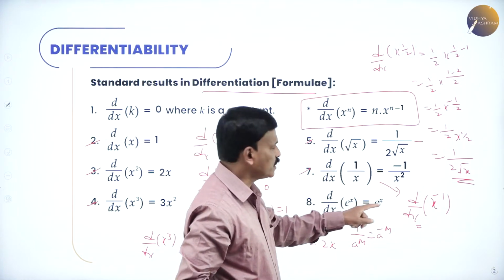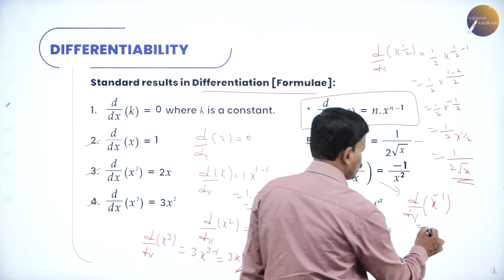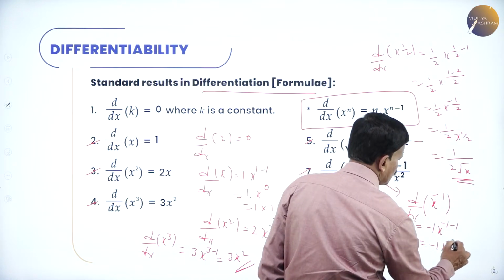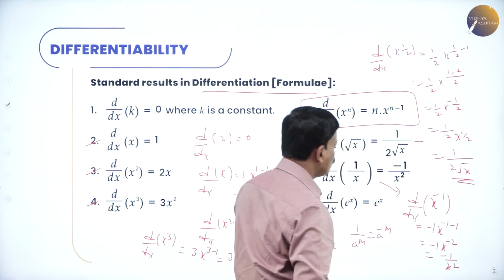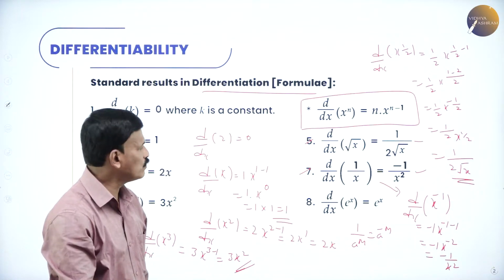Take this to the numerator. 1 over x can be written as x raised to minus 1. Here n is equal to minus 1. The derivative of x to the power of minus 1 is minus 1 times x raised to minus 2. Bring this to the denominator. This becomes minus 1 by x square. So d by dx of 1 over x is equal to minus 1 by x square.